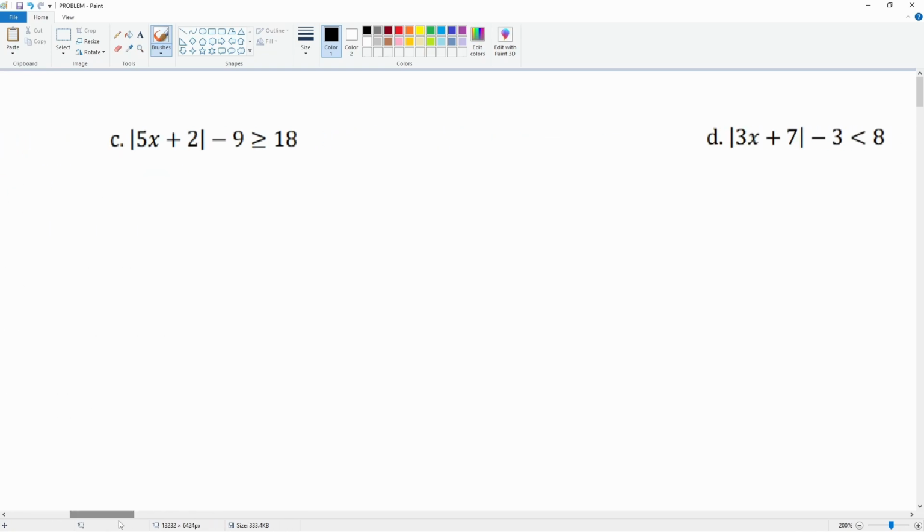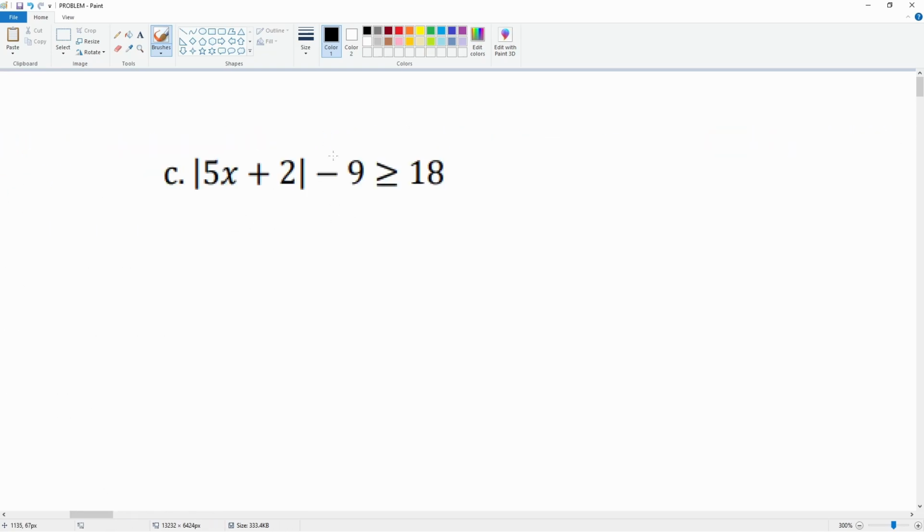Let's take a look at C here. Before we split this, we have to get the absolute value by itself. So we're going to add 9 to both sides. This does cancel, leaving you with just the absolute value of 5x plus 2 is greater than or equal to 18 plus 9, which is 27.